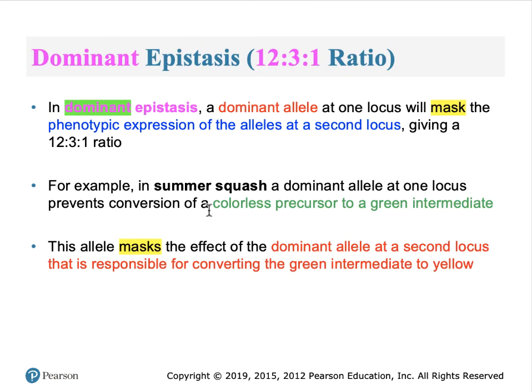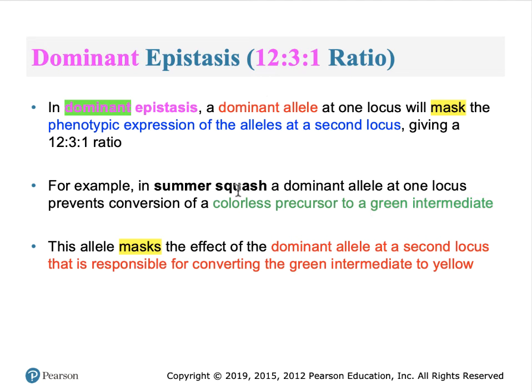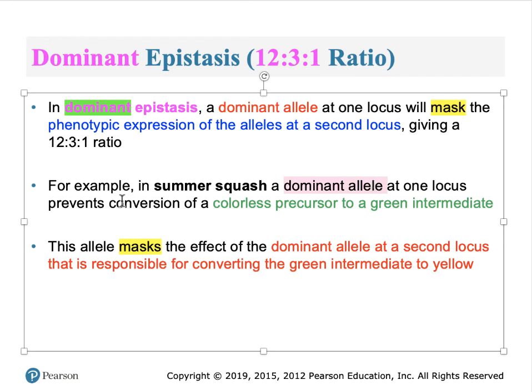The first gene affects the production of a green intermediate from a colorless precursor. The most important thing to realize here is that the dominant allele of that gene prevents the conversion to the green intermediate. So it blocks it, maybe diverts it to something else. And the second gene takes the green intermediate and converts it into yellow. We have a sort of inverted biochemical pathway.